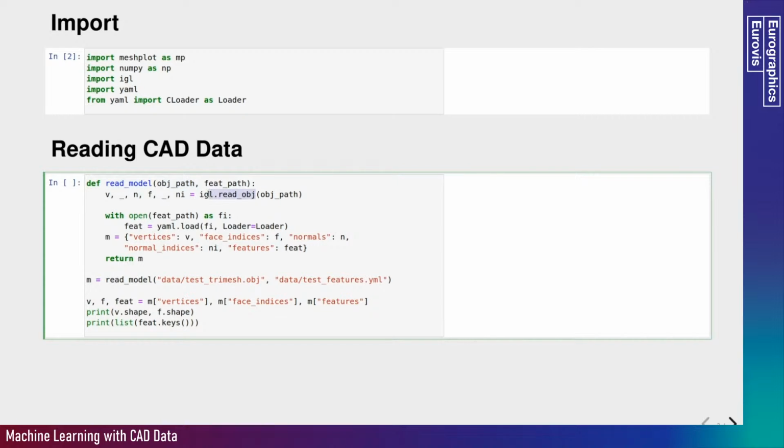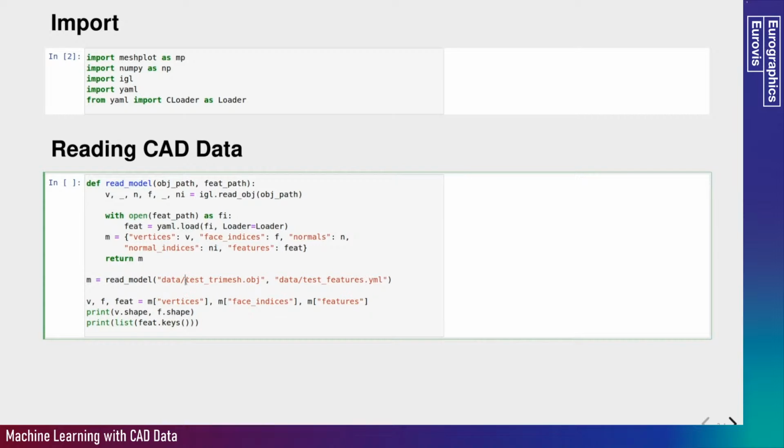We make use of read OBJ from libIGL. And then we read out all the vertices, the normals, the face indices, and normal indices that we get from this libIGL function, as well as the features we get from the features file, and we load these with YAML. So once they are loaded, we just put everything into a dictionary and we return it.